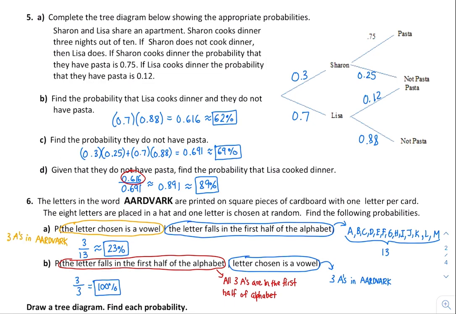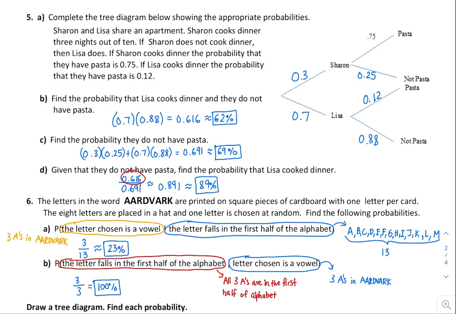half of the alphabet. So, our given statement is the first half. So, there's 13 of those letters. So, that's why it's under 13. Right? That's why it's under 13 right there, you guys. Okay. Now, probably the letter chosen is a vowel. Well, in aardvark, how many vowels are in aardvark? Well, there's 3. So that's why you put 3 on top. So it's 3 over 13 for 23%.